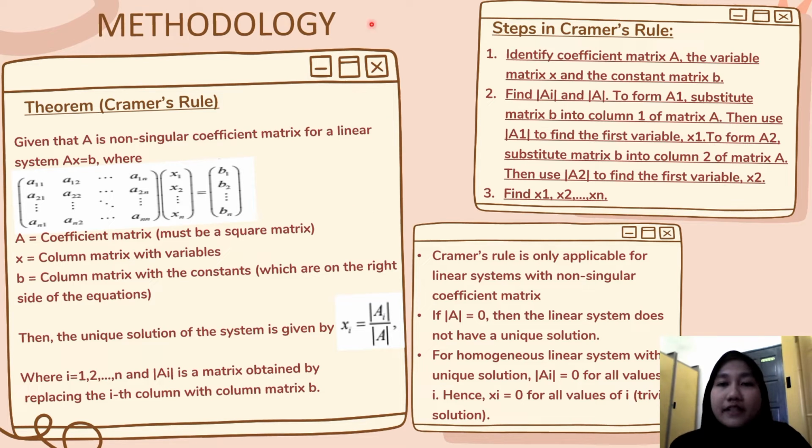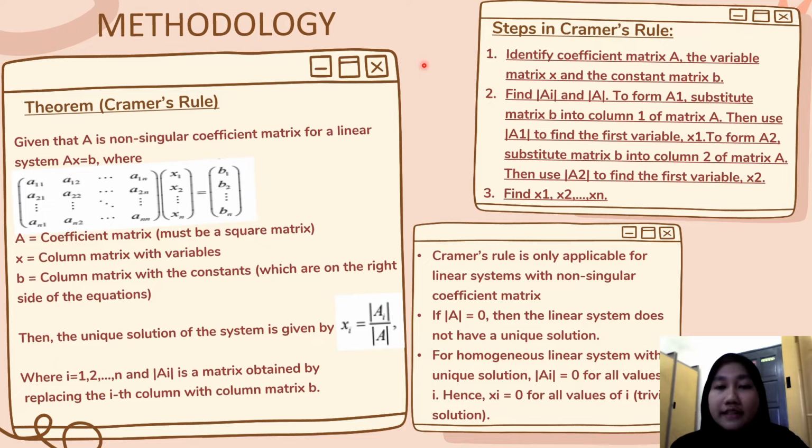So, the steps in Cramer's rule. First, we need to identify the coefficient matrix A, the variable matrix X, and the constant matrix B. Next, we find the determinant of Ai and determinant of A. To find Ai, we substitute matrix B into column 1 of matrix A. We put the matrix B into column 1 in matrix A to find A1. And then we use the same step to form A2, A3 and so on.